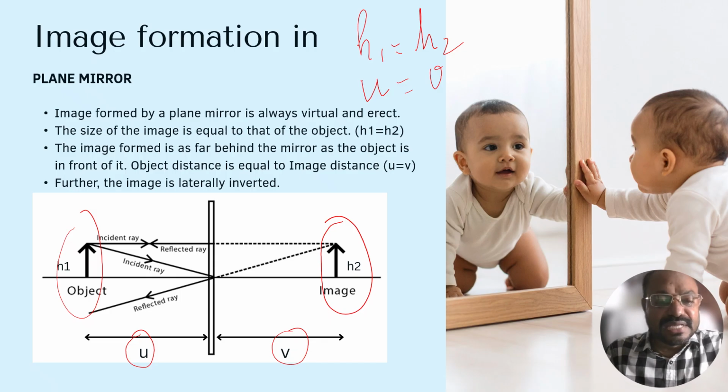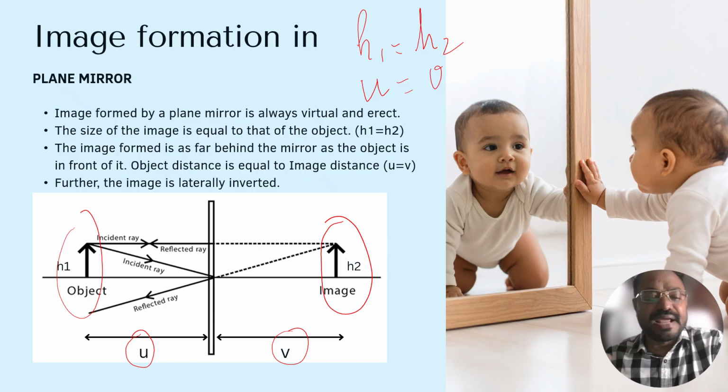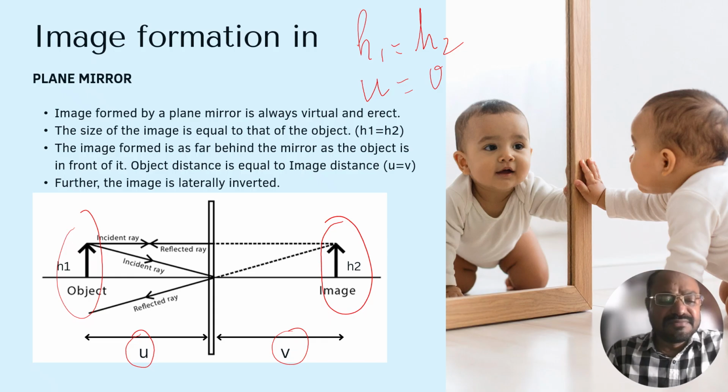So we can conclude that the image formed by a plane mirror is always virtual and erect. The size of the image is equal to the object, so H1 equals H2. The image formed is as far behind the mirror as the object is in front of it, so the object distance is equal to the image distance. Further, we can conclude that the image is laterally inverted.